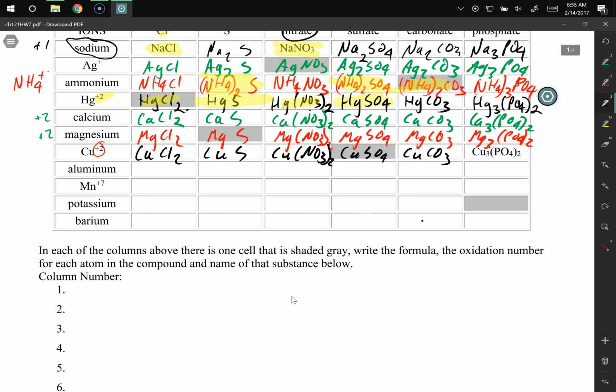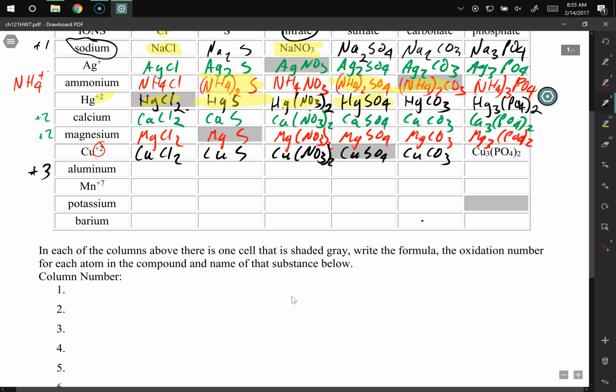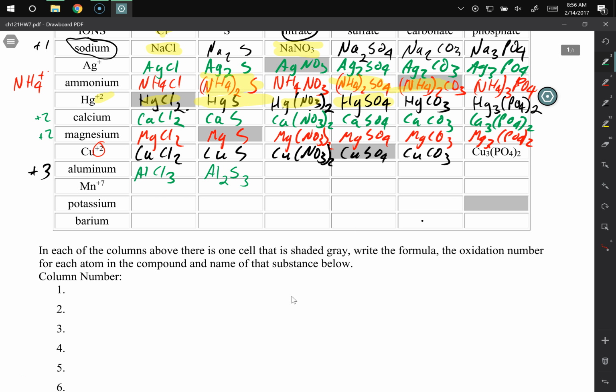How about this aluminum one? What's the aluminum's charge going to be? It's 3. It's in the column that gives it a plus 3 charge. So then Al, and then how many chlorines do I need? 3 of them, Cl3. So if I have an aluminum with a plus 3 charge and a sulfur with a minus 2 charge, how do I get those guys to cancel? I need 2 plus 3s and I need 3 minus 2s. Yep.